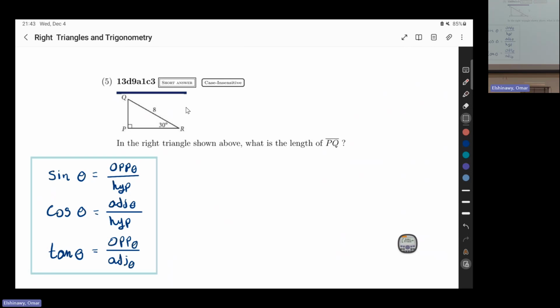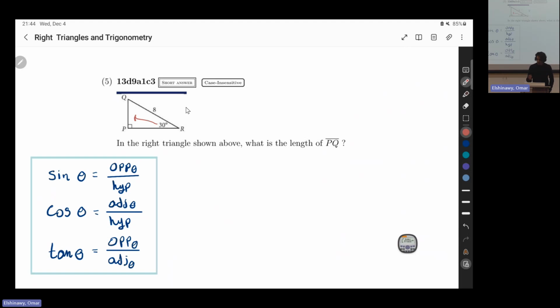The hypotenuse is the biggest side of the triangle. Is it 8? 8 is the biggest side of the triangle. Yes, that's 100% correct. Opposite is opposite of the 30. So what's opposite to the 30? Opposite to the 30 is what we want. And what do we have? The hypotenuse. That's good.